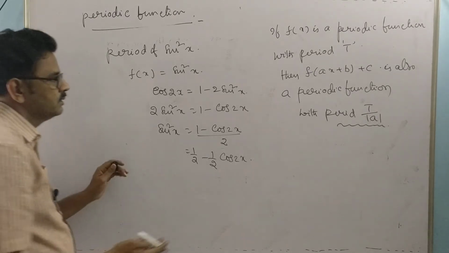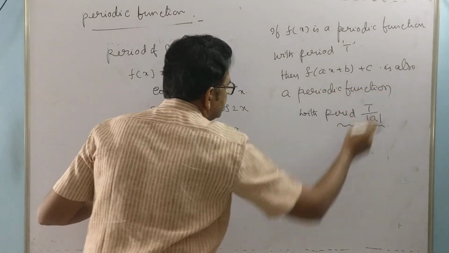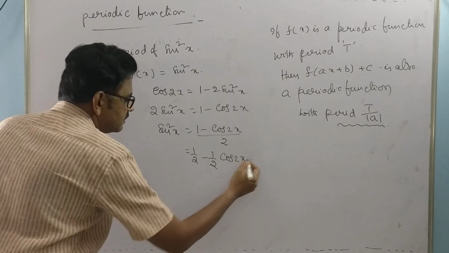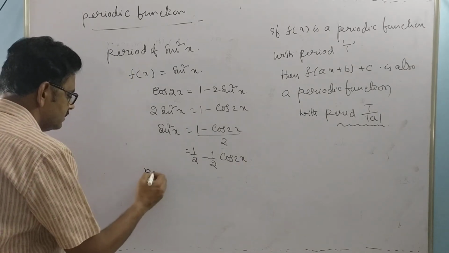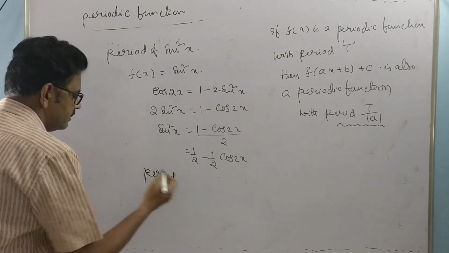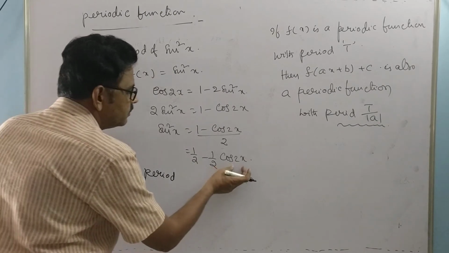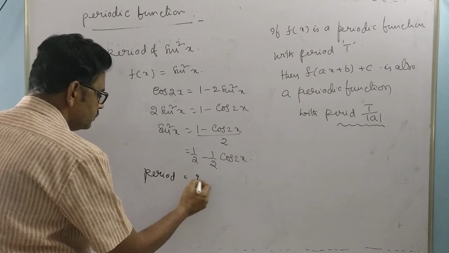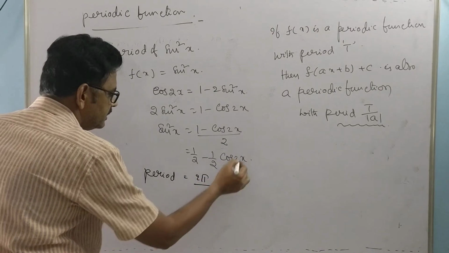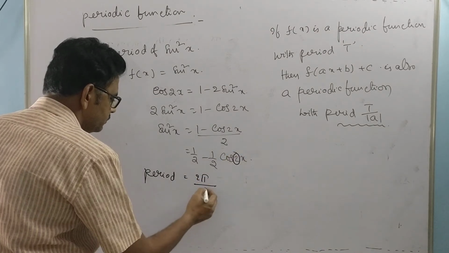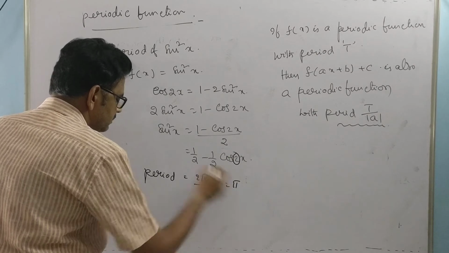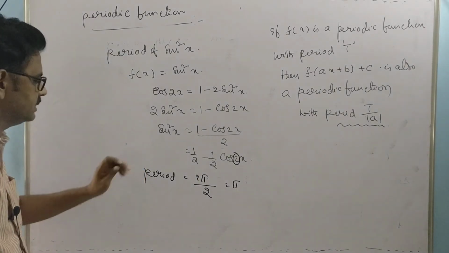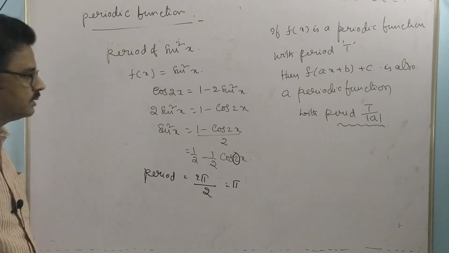So this is of the form f of (ax plus b) plus c. Now, what is the period of cos x? The period of cos x is 2 pi. Now its period is what? 2 pi by mod a, where a is 2. That is equal to pi. Okay? So this is the period.